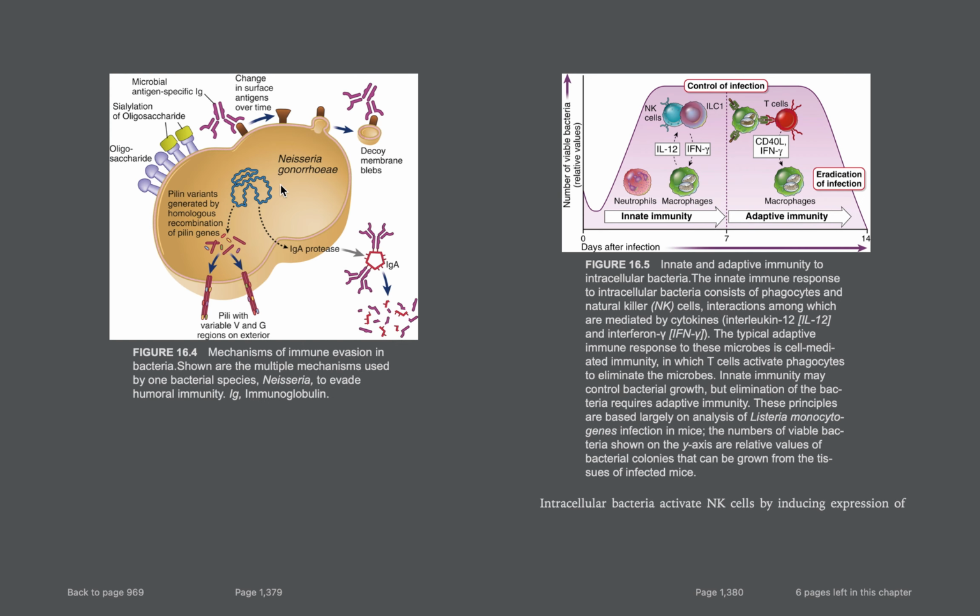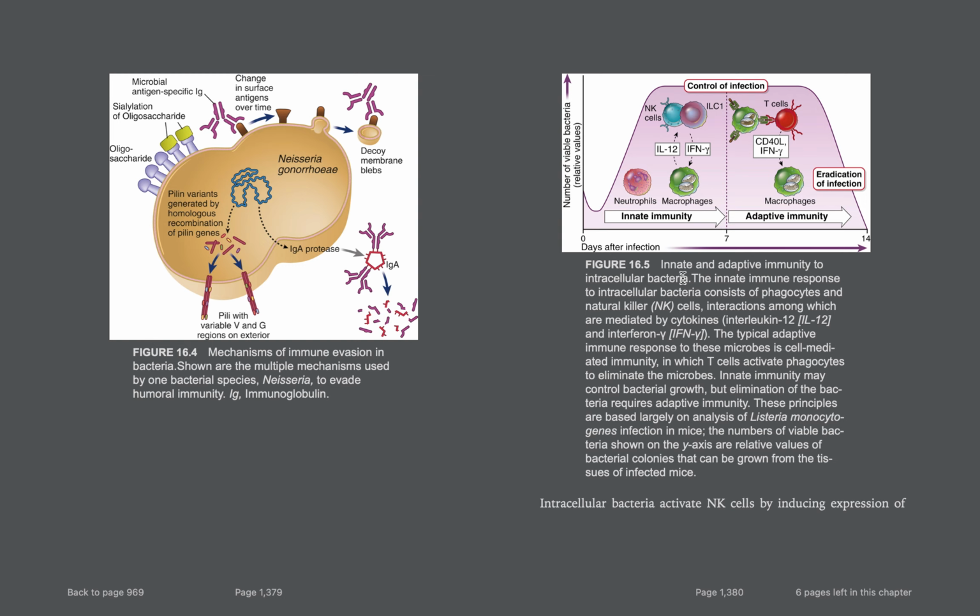So we have the mechanisms of immune evasion in bacteria. Shown are the multiple mechanisms used by the bacteria species Neisseria to evade humoral immunity, i.e. immunoglobulins. So you see Neisseria, microbial antigen-specific Ig, they can produce oligosaccharides. There are different mechanisms, so you will have to look and study it.